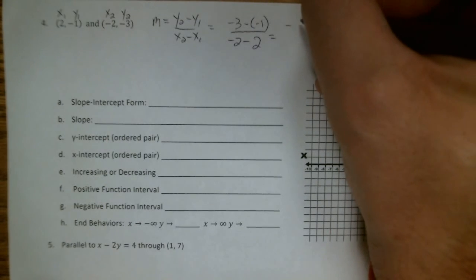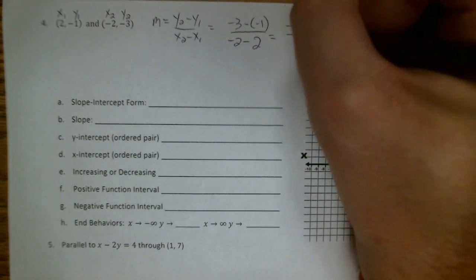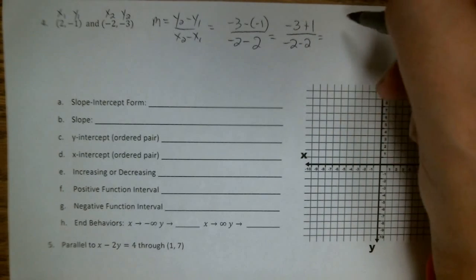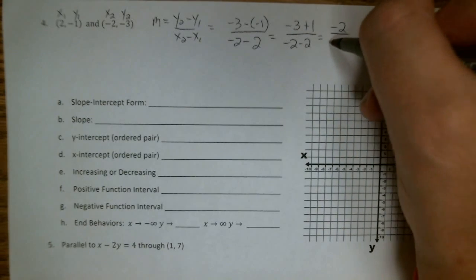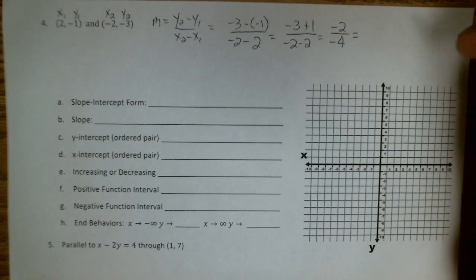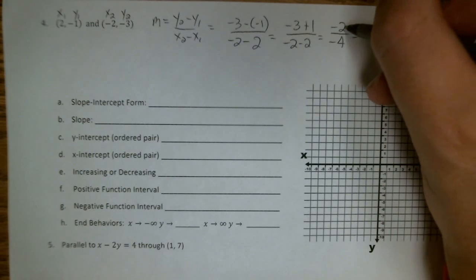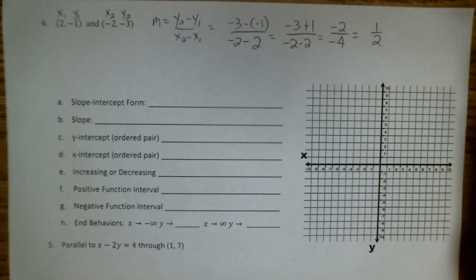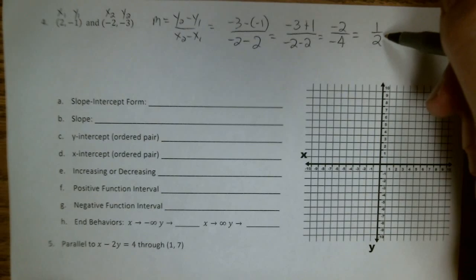So now your brain processes that as a double negative. So now you can say, oh, okay, that's going to be negative 3 plus 1 over negative 2 minus 2. Negative 3 plus 1 is negative 2. Negative 2 minus 2 is negative 4. Negative over negative, guys, is a positive. So that reduces to positive 1/2. 2 over 4 is 1/2, and a negative over negative just cancel. So my slope is going to be 1/2.